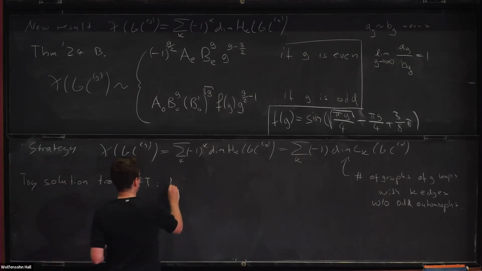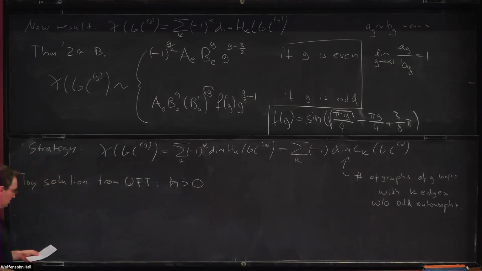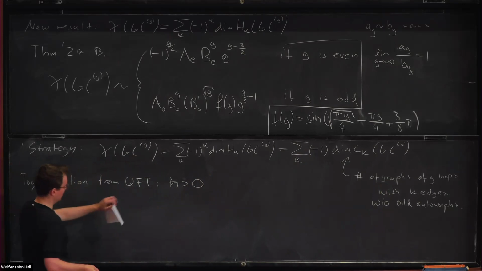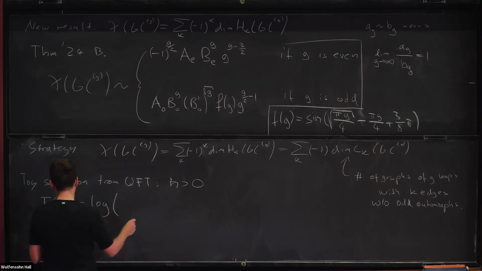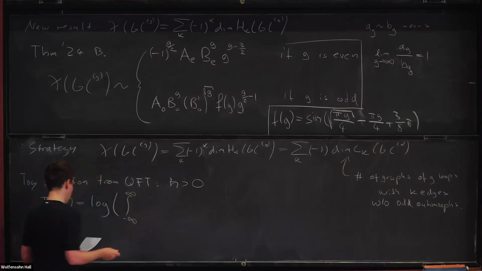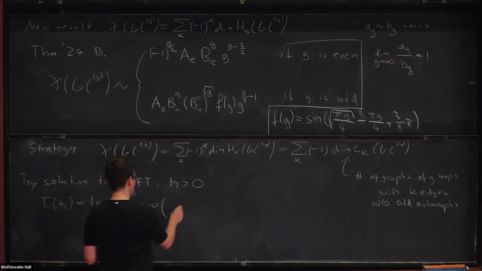So this is now from the QFT manual. You take some number, call it h bar. It's small, but slightly larger than 0. And you define a function of h bar that is given by the log of some integral. In this case, the integral is going to be from 0 to infinity. And we integrate something weird.